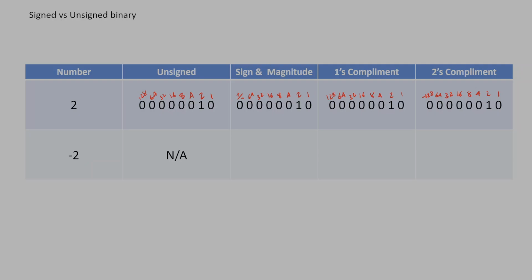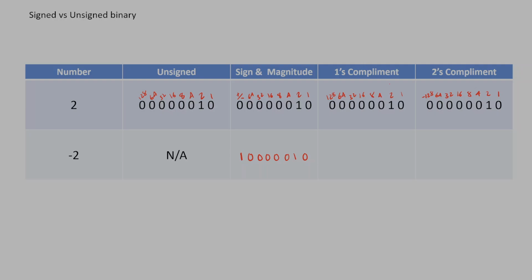To do that, in sign and magnitude, all you do is set this first bit to say that this is now a negative number, and you just write down the value for 2. All that's happened is we flipped this bit to denote that this is now -2.